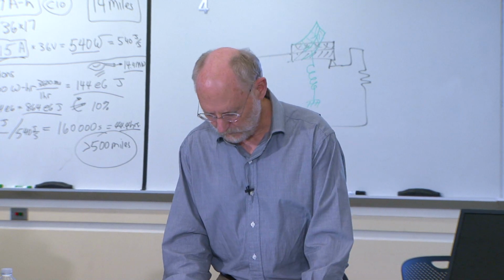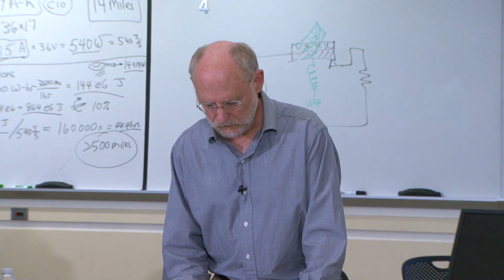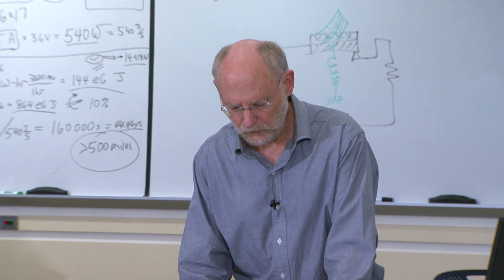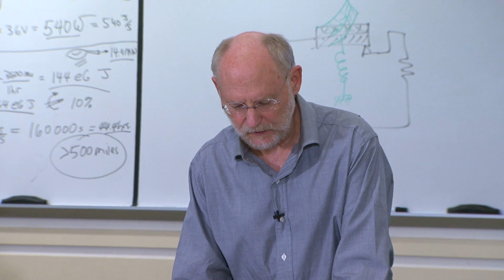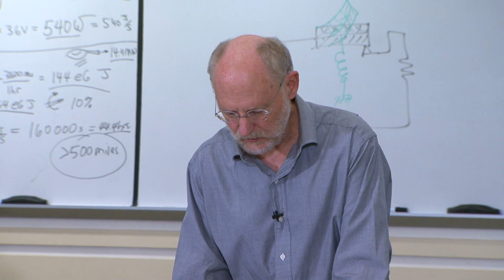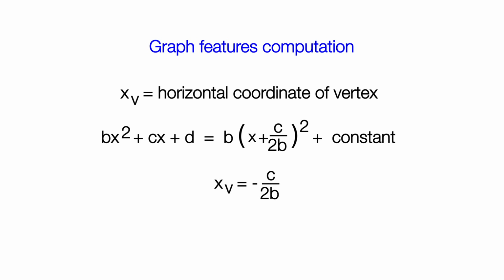So let's go back to the slide here. What really is at issue is we want to know how this vertex moves. Let's find out the x coordinate of that vertex. So here's a calculation of the x coordinate of that vertex. I'm going to call x sub v the x coordinate of the bottom of the parabola, right?